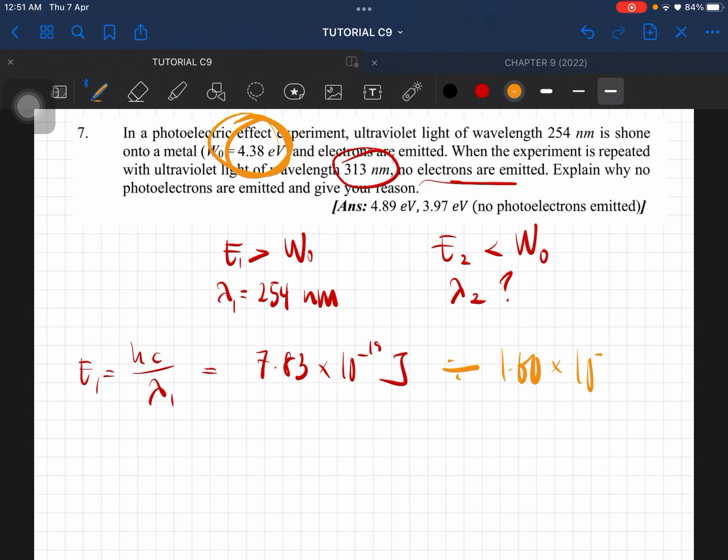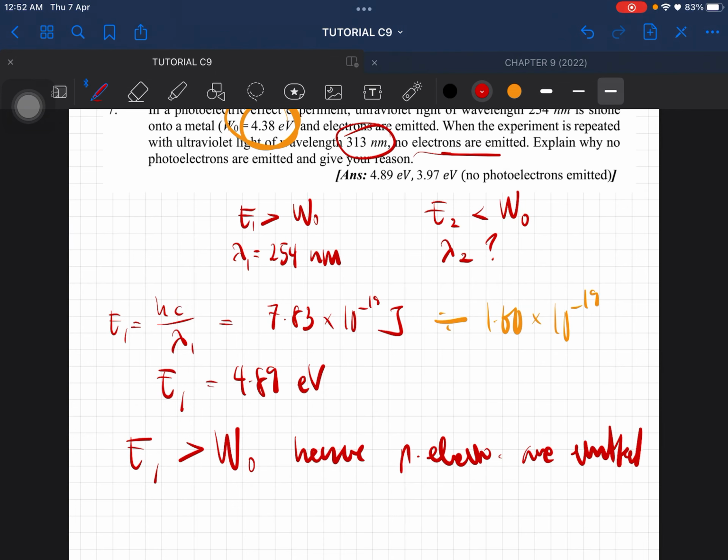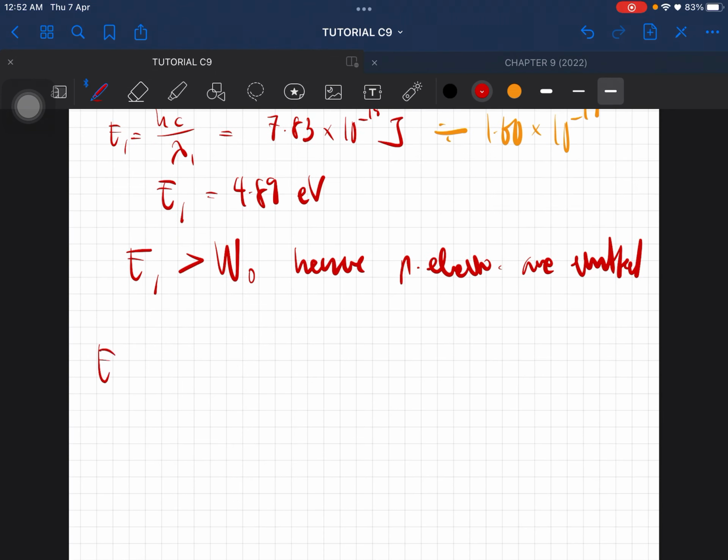Divide, and then you will get 4.89 electron volt. Okay, so if you look at this, the energy is greater than the work function, hence photoelectrons are emitted.